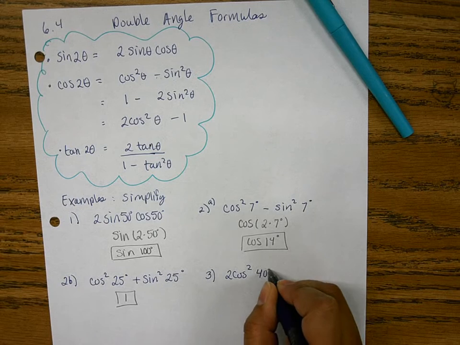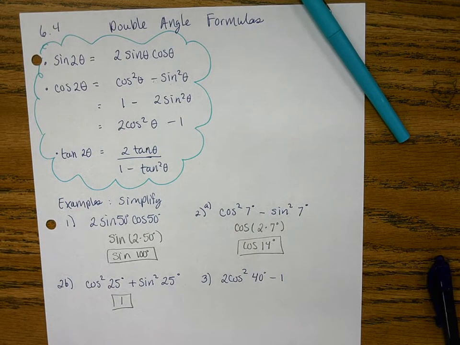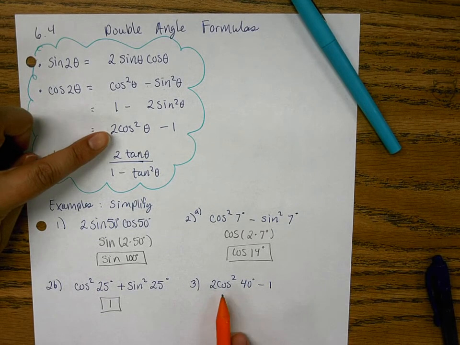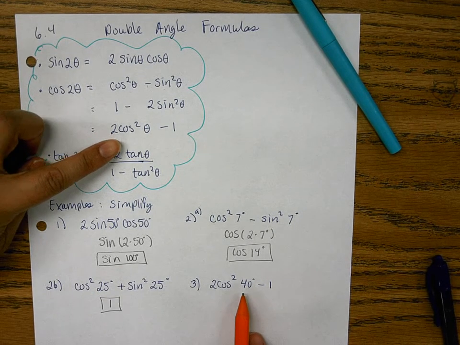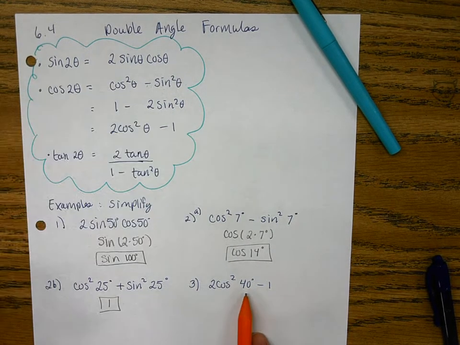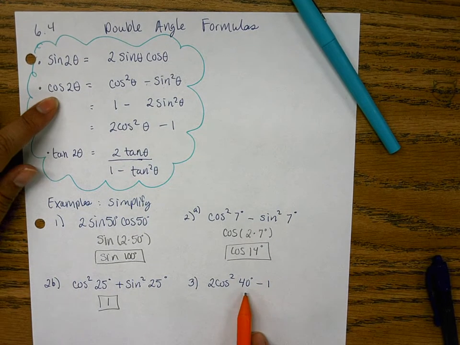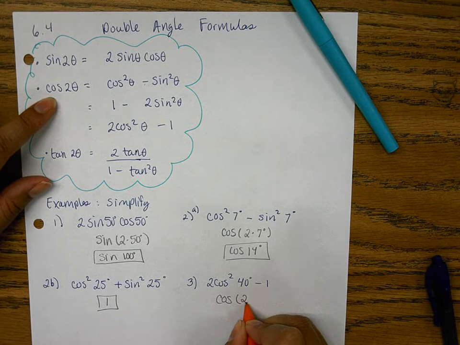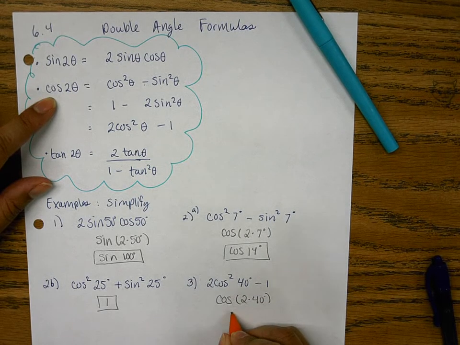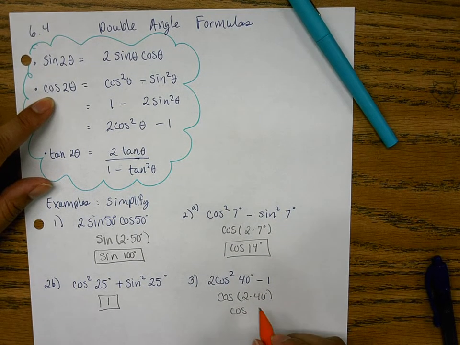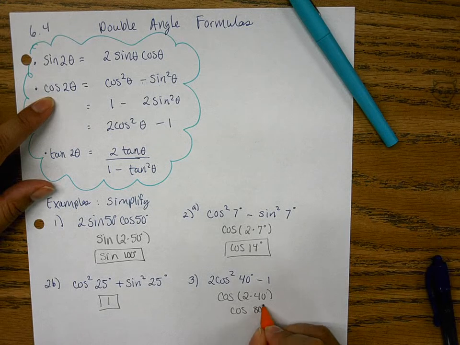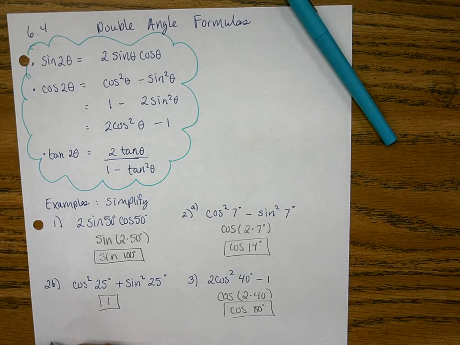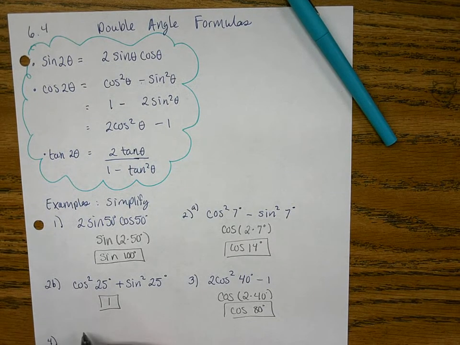Okay, number 3, 2 cosine squared 40 degrees minus 1. Now that's not a Pythagorean identity, that's right here, the double angle. Do you see it? 2 cosine squared theta minus 1, where theta is 40. So it becomes cosine of double the angle. The 2's gone, the squared's gone. It's cosine of double the angle, so cosine of 80 degrees is our answer.